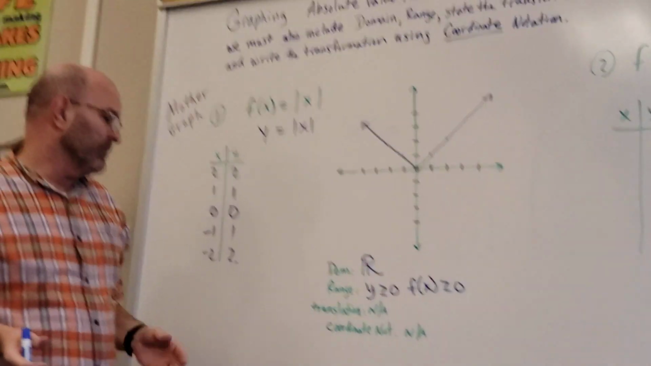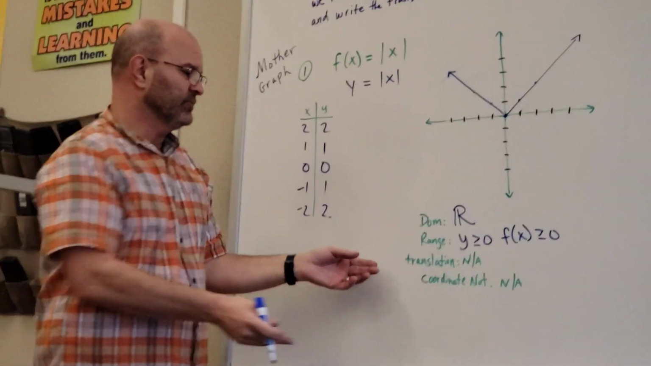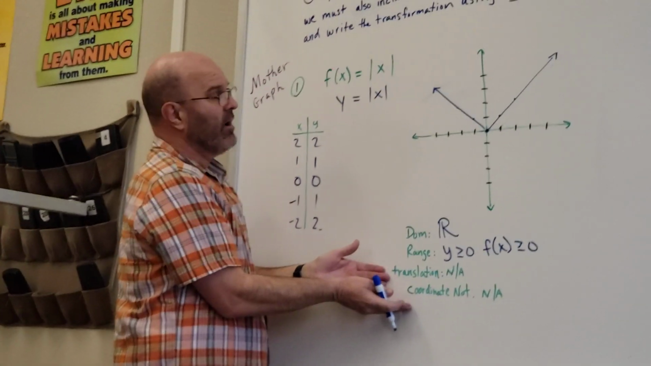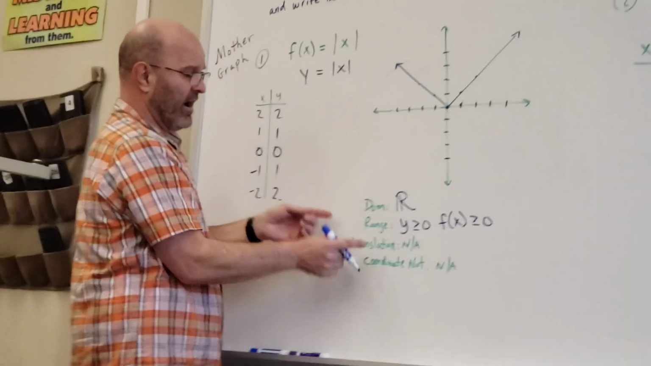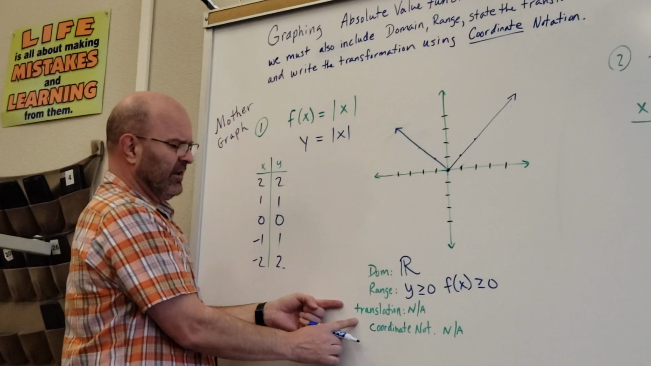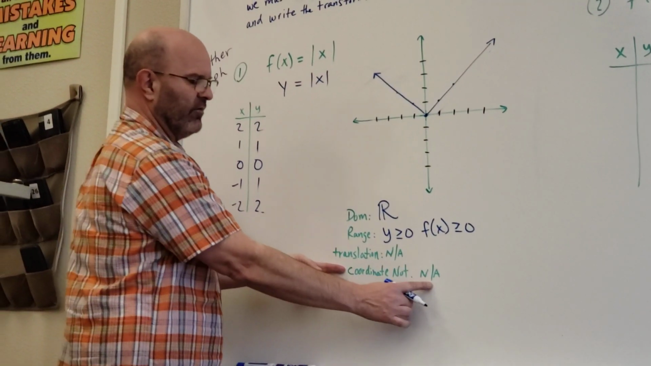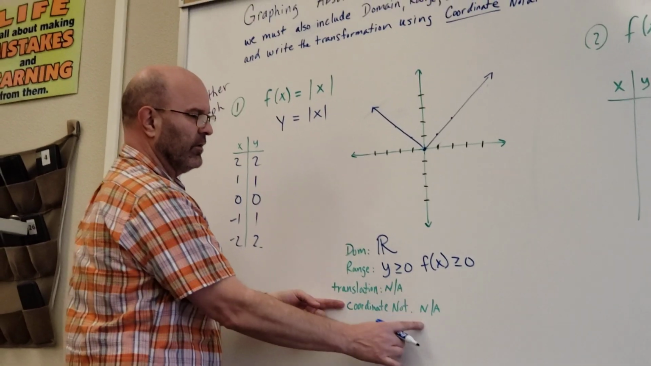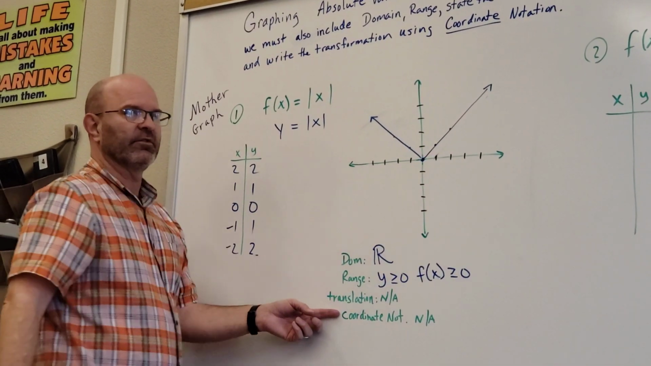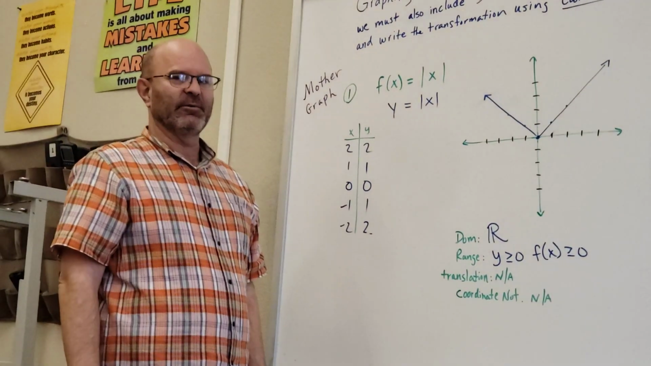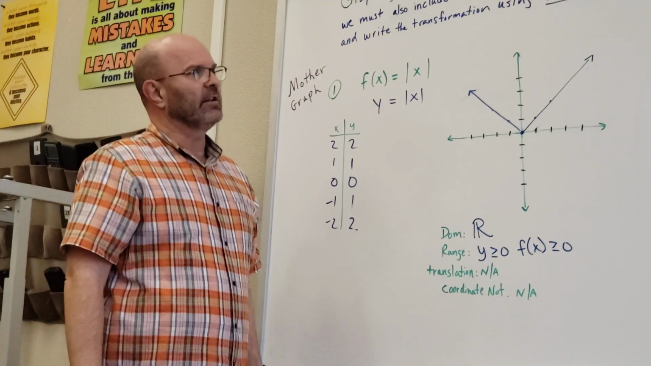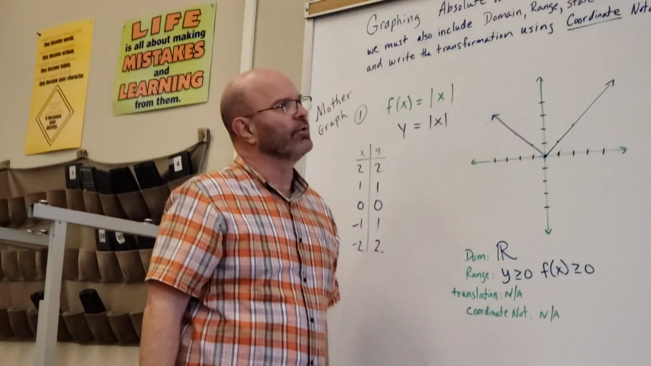Now, the last 2 items kind of don't have merit on this first problem because we haven't translated this graph. There is no translation. And writing coordinate notation is kind of silly on this problem too. So I put NA for both of those. You'll see what those will look like on the next examples. The next examples are going to go a little bit faster. Okay, let's move on to example 2.